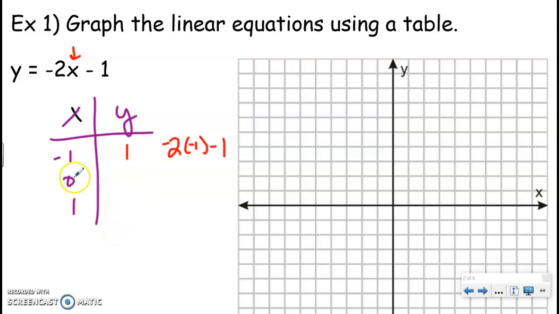Now I'm going to go back and do the same thing. I'm going to plug my 0 in for that x. So I'm going to do -2 times 0 minus 1. When you plug that in your calculator, or do it in your head, you get -1. Okay, final one, I'm going to plug in 1 in that same spot. So -2 times 1 minus 1, and I actually get a -3.